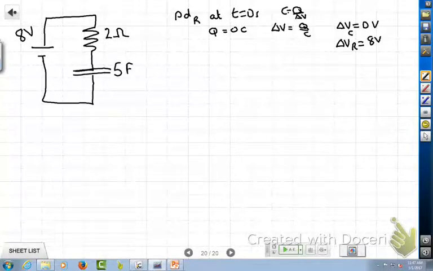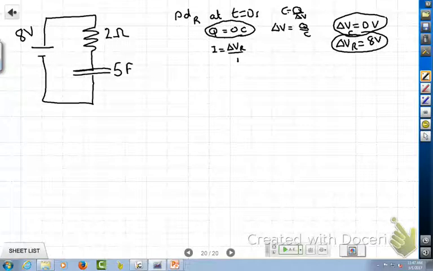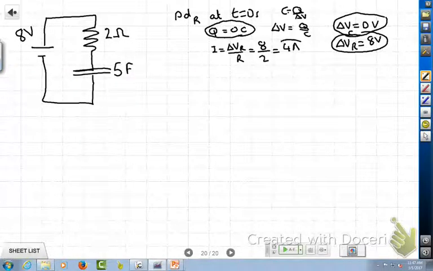I could have asked you, what's the charge on the capacitor? I could have asked you, what's the voltage across the capacitor? I could have asked you what the voltage on the resistor is. And the last little thing I can ask you is, I is equal to delta V resistor over R, which equals 8 over 2, which equals 4 amps. So those are the 4 little bits I can get out of just this bit of conceptual understanding.